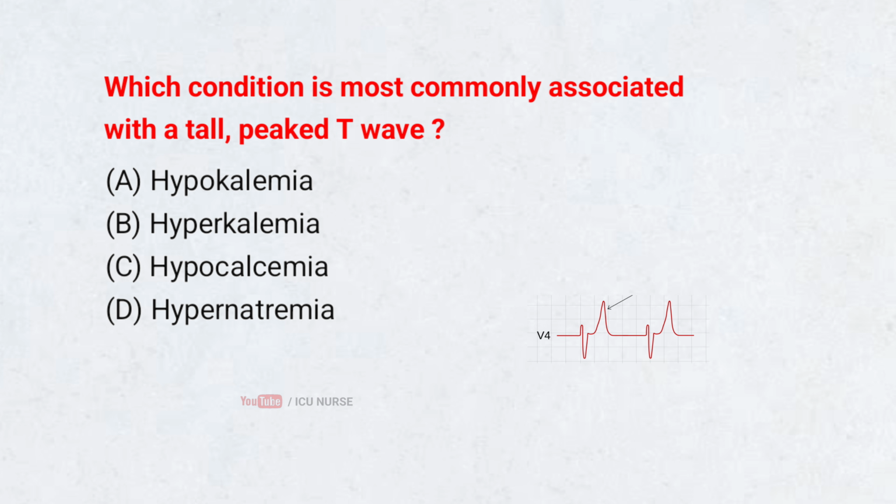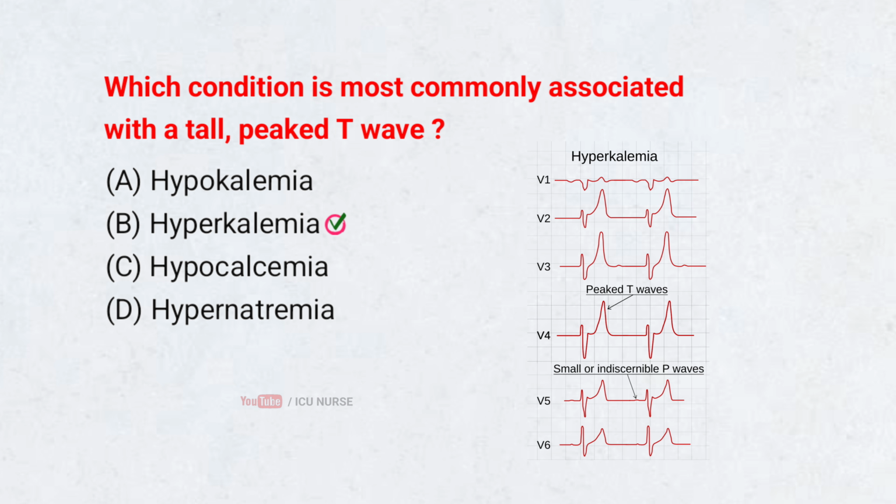Which condition is most commonly associated with a tall peaked T wave? A. Hypokalemia. B. Hyperkalemia. C. Hypocalcemia. D. Hypernatremia. Correct answer B. Hyperkalemia. Hyperkalemia alters ventricular repolarization and produces tall, narrow peaked T waves on the ECG. This finding is an important early clue for high potassium levels in critical care.